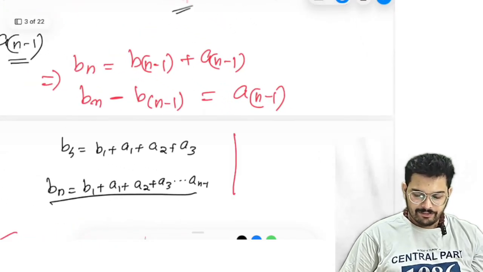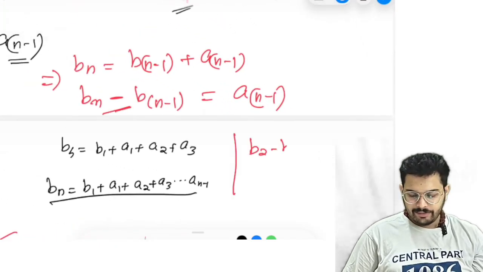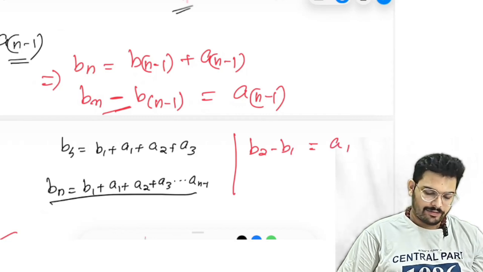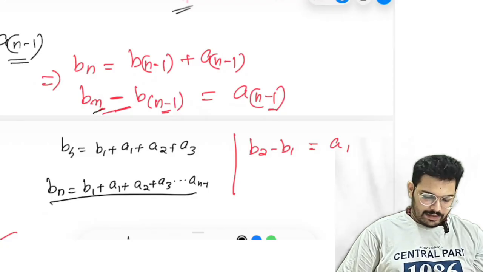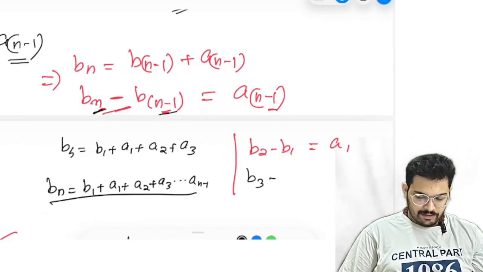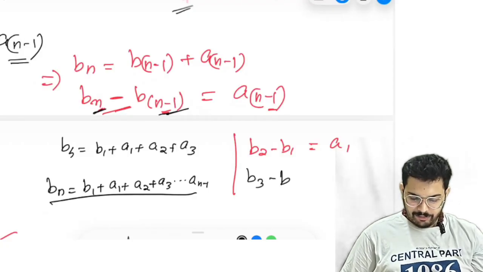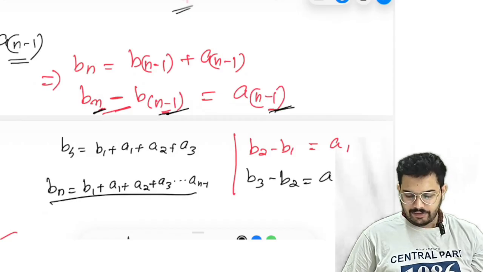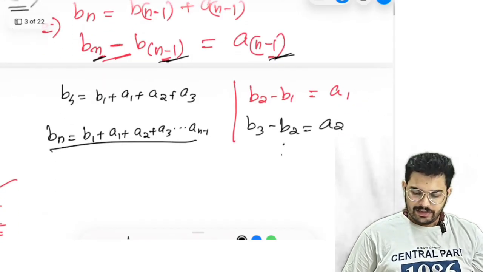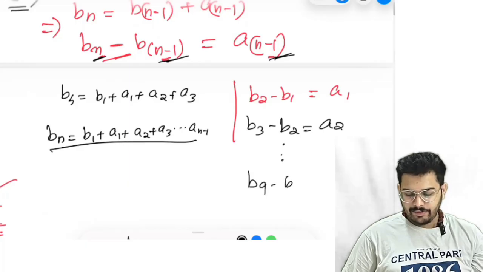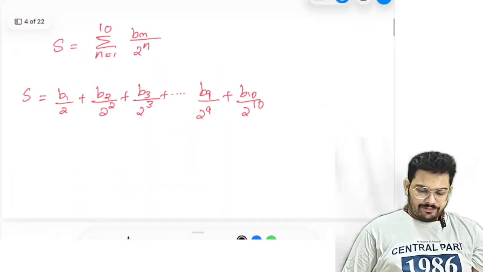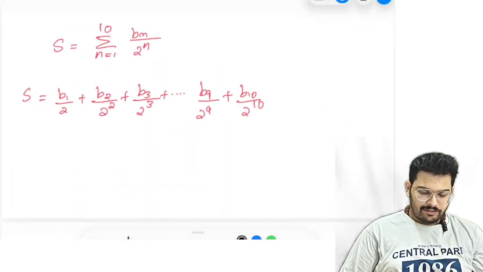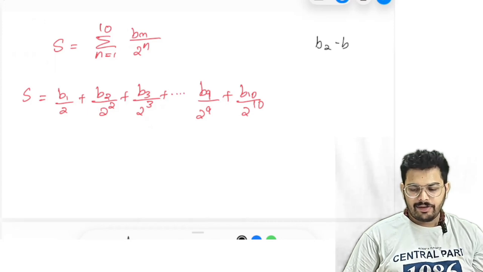That means if you take b1 and b2, b2 minus b1 will be equal to a1, because if you put n equal to 2, this will become 1 and this will become 1. Now if you put n equal to 3, b3 minus b2 will be equal to a2, and so on. We can see that b9 minus b8 will be equal to a8. From that logic, we just need to make terms of b2 minus b1 in that form.